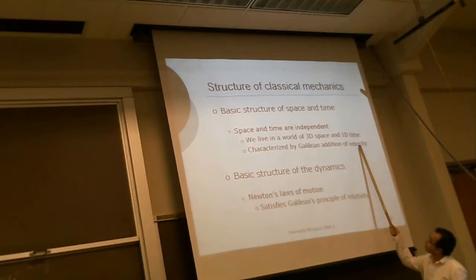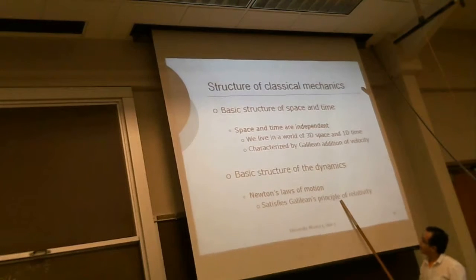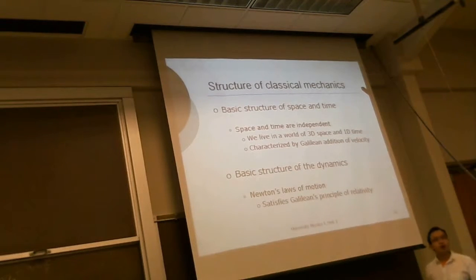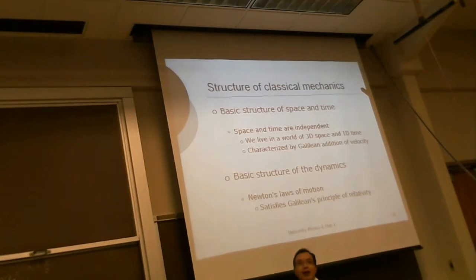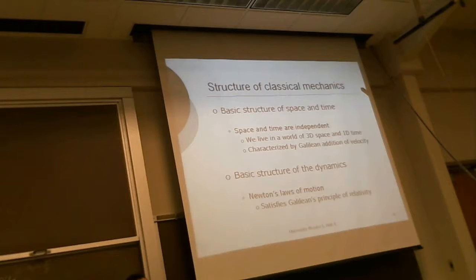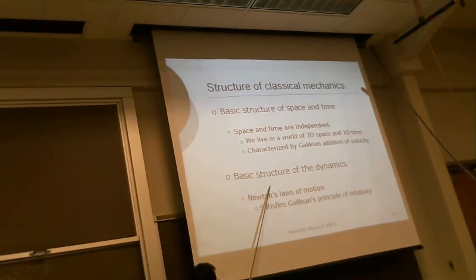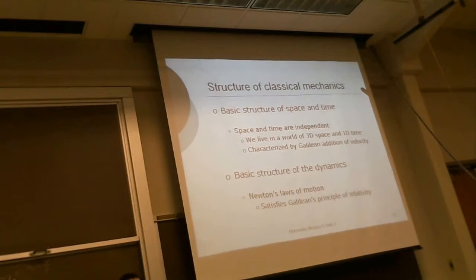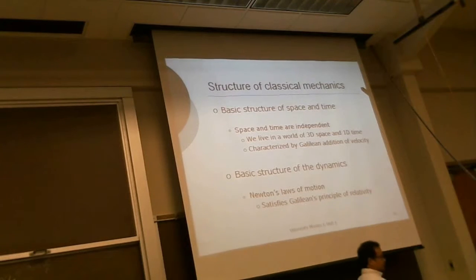So you can see that the two rules named after Galileo actually characterize the basic structure of mechanics. Galilean addition of velocity characterizes the basic structure of space and time, and the Galilean principle of relativity characterizes the basic structure of dynamics. If we try to establish a new mechanics, we have to examine how we can change these two things. In fact, the new mechanics, the theory of relativity, keeps the basic structure of the dynamics and changes the basic structure of space and time. We can see how it comes.